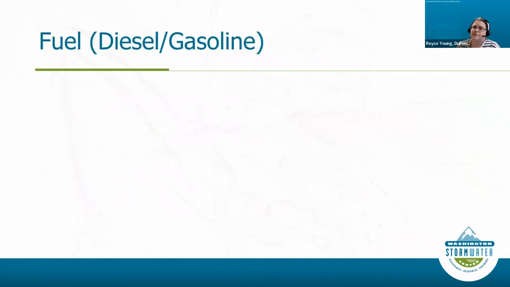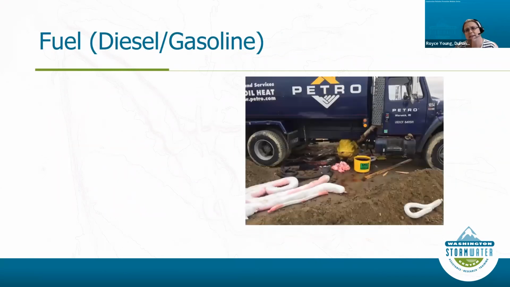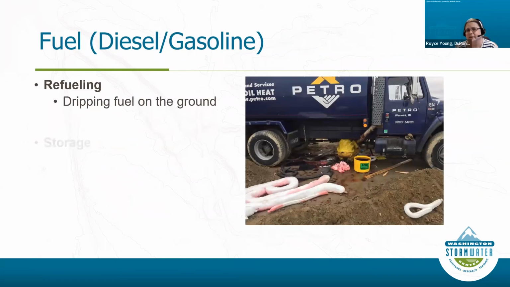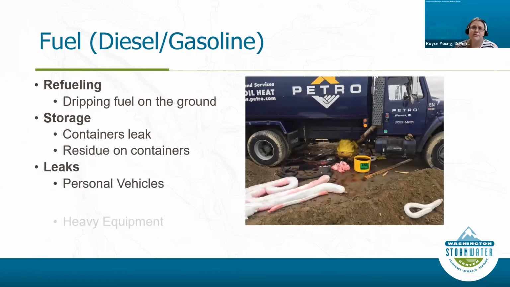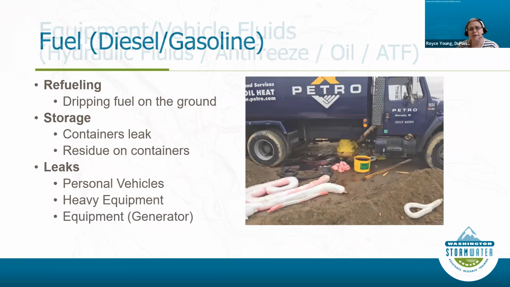Fuel. As you saw earlier, you could mark whether or not you're going to be fueling on site. There's always a chance when you're refueling that you drip some of that on the ground, or you're storing it. Those containers could leak. There could be residue on those containers. You know, there's leaks from personal vehicles, heavy equipment, or even equipment such as generators.